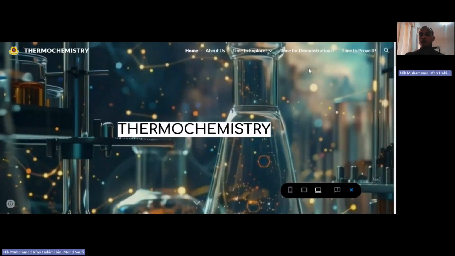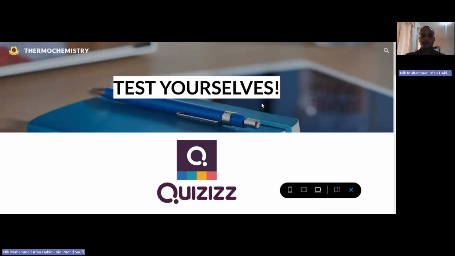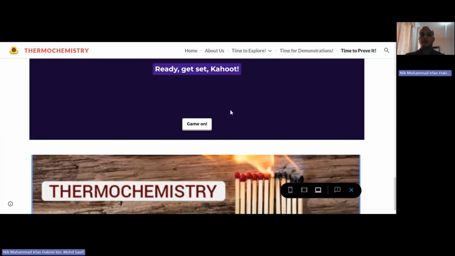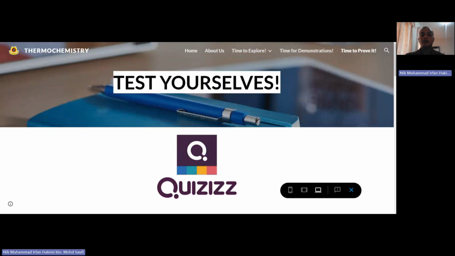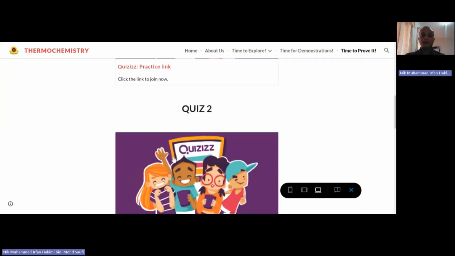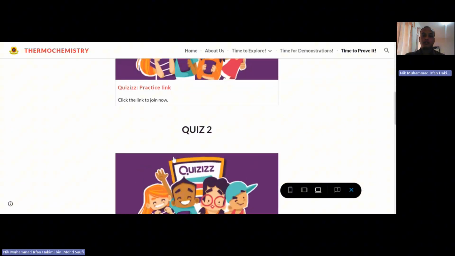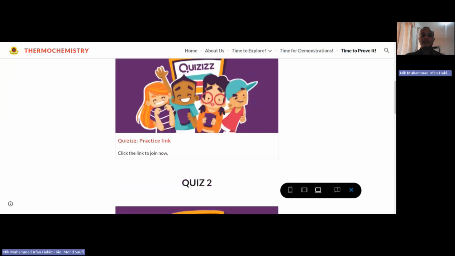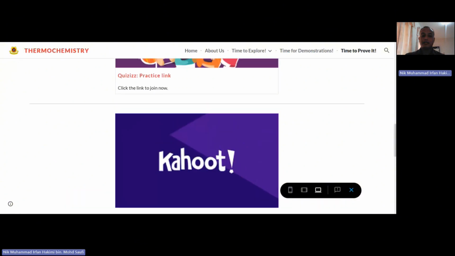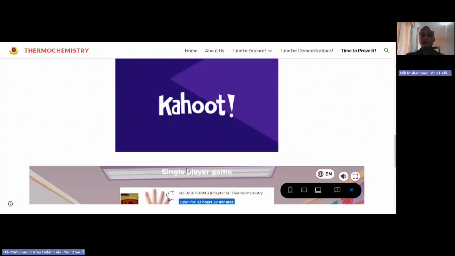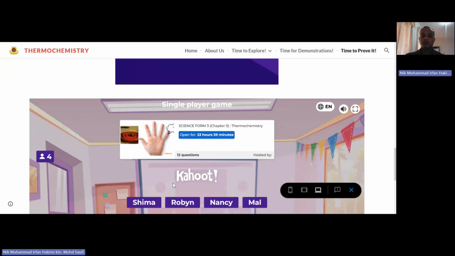As you can see, the students can just click the Time to Prove It section, the column at the top of the website. Just click, and it will be directed to the games and quizzes section. Here we have two types of games: the quizzes and also the Kahoot. We have two quizzes, and we have one game at the Kahoot. Maybe we can start with the demonstration by using the Kahoot.